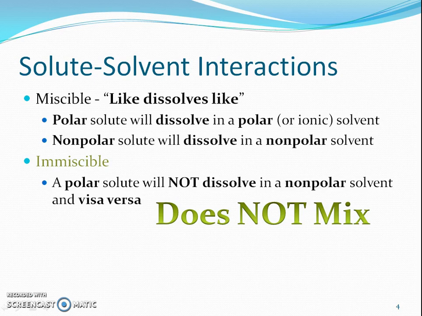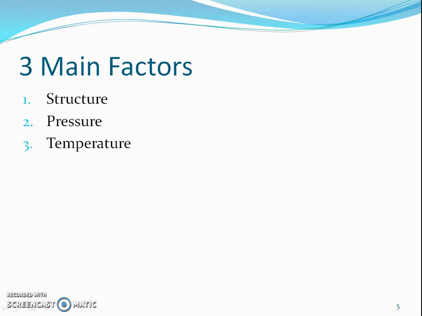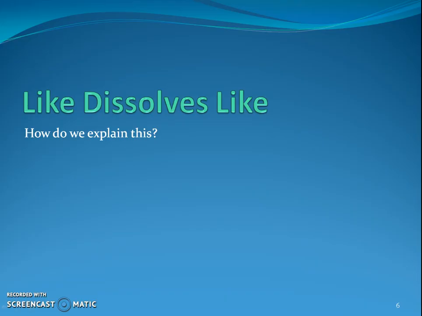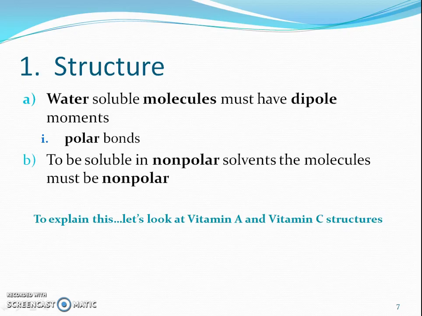We've mentioned before, like dissolves like. What does that mean? Well, a polar solute will dissolve in a polar solvent. A nonpolar solute will dissolve in a nonpolar solvent. However, polar will not dissolve in nonpolar, or vice versa. So they just do not mix. So the three factors that determine like dissolves like are the structures, the pressure, and the temperature.